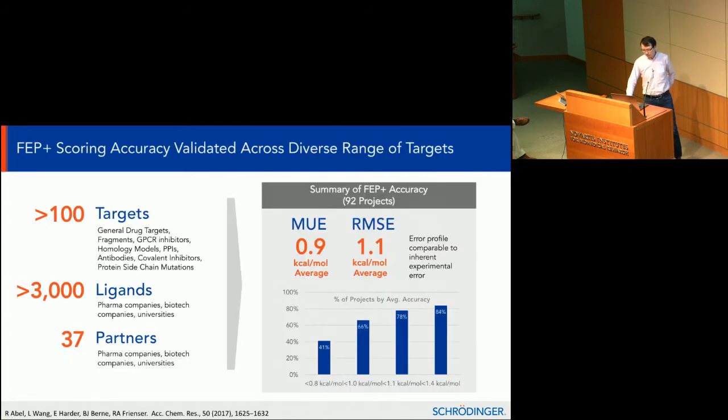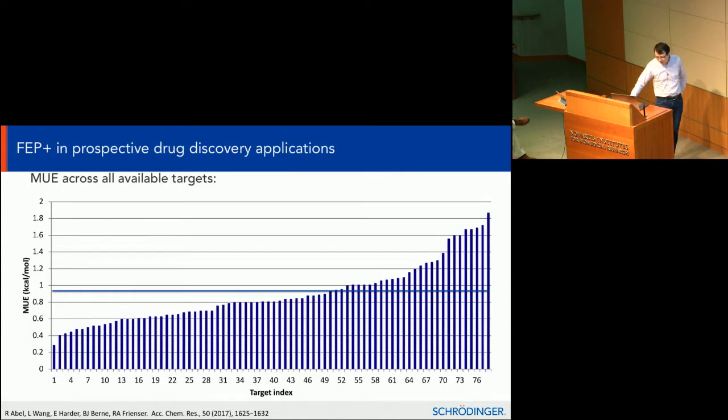Okay. After that, FEP+ has been used prospectively in many projects, and a similar level of accuracy is also obtained in those prospective studies. I think this is a real test of any method. Last year, we spent a lot of effort and collected the FEP+ performance on about 100 projects we were able to collect data on. Those involve more than 100 targets with more than 3,000 ligands. The overall RMSE is about 1.1 kcal/mol, and the MUE for the vast majority of projects is less than one, in perfect agreement with the accuracy we're seeing in the retrospective validation.